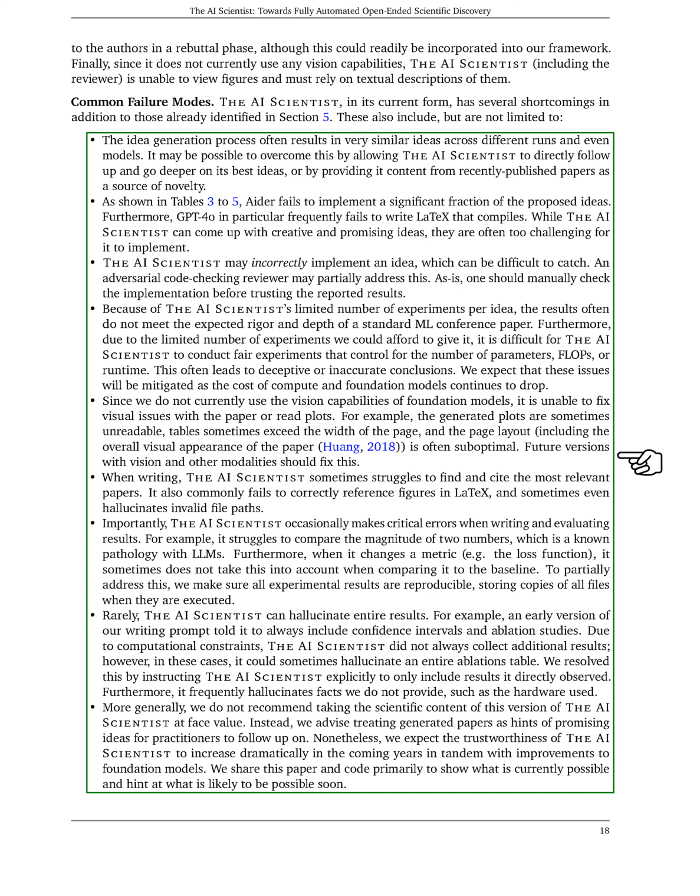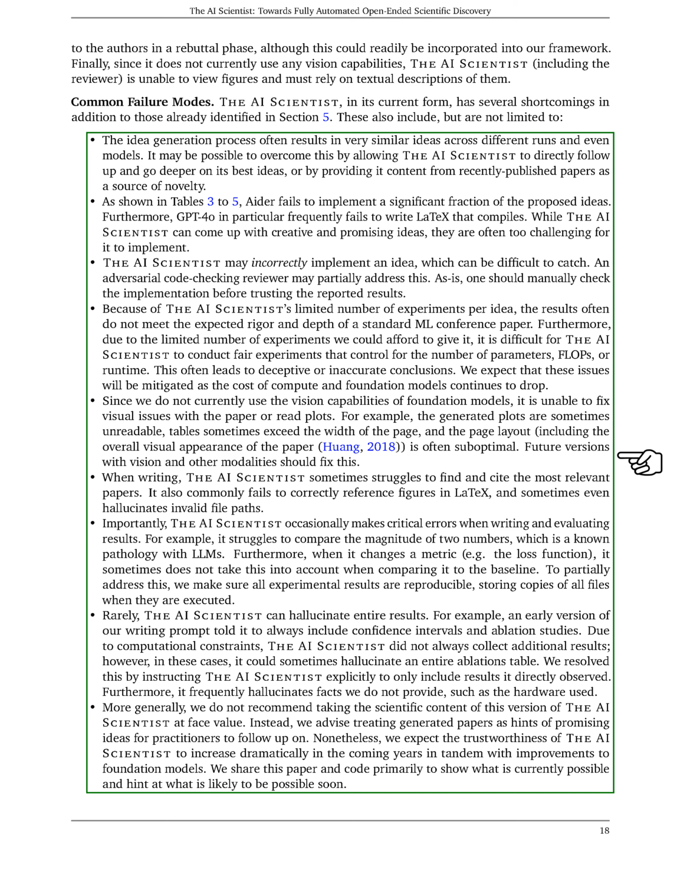Since we do not utilize the vision capabilities of foundation models, the AI scientist cannot address visual issues in papers, such as unreadable plots or poor layout. When writing, the AI scientist sometimes fails to cite relevant papers and can make critical errors in evaluating results. For instance, it struggles to compare numbers accurately and may not account for changes in metrics when comparing to baselines. We ensure reproducibility by storing copies of all executed files, but it can still hallucinate results or facts not provided to it. Therefore, we advise treating its outputs as suggestions rather than definitive scientific content.